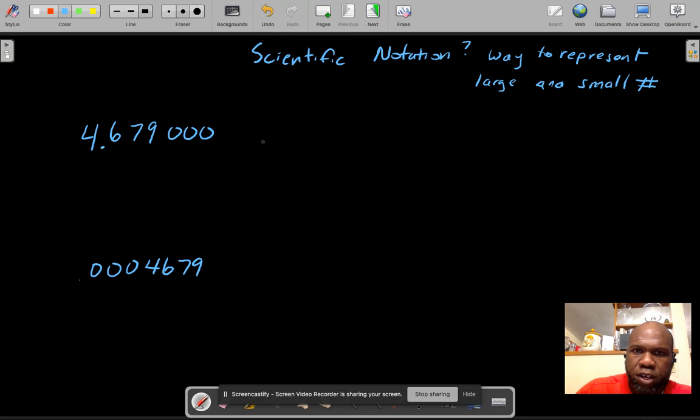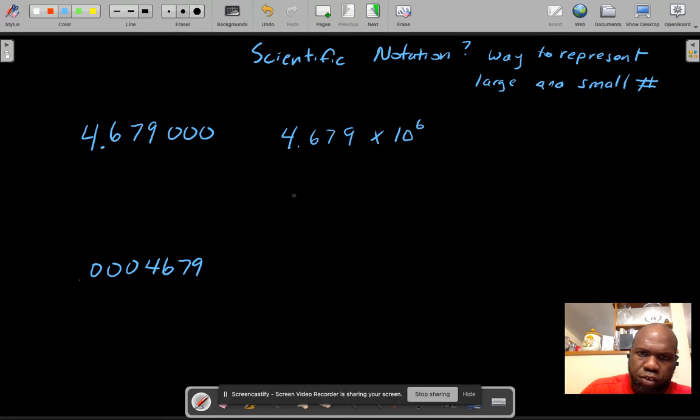So how I would write this in scientific notation is 4.679, and I would times that by 10 to the power of 6. Again, what I did is I found the first two numbers in the series, put a decimal point between them, and then counted how many spaces that decimal point would have to move to get all the way to here, and that's where I get my 10 to the power of 6. So that would be the scientific notation of this situation.